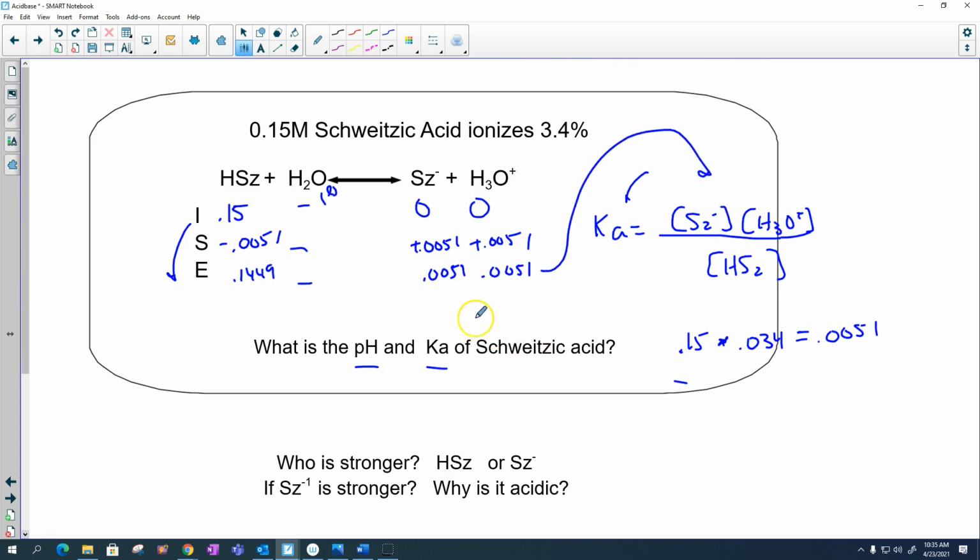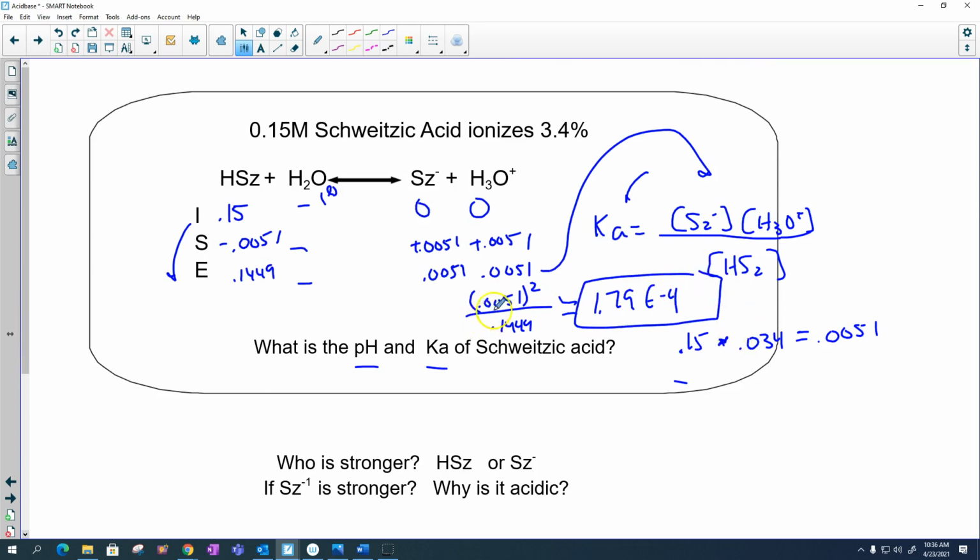We got 0.0051. I'm just going to square that on the top, and then 0.1449 on the bottom. 0.0051 times 0.0051 divided by 0.1449, and I got 1.79 e to the negative fourth. 1.79 e to the negative fourth, and this is my Ka value right here.